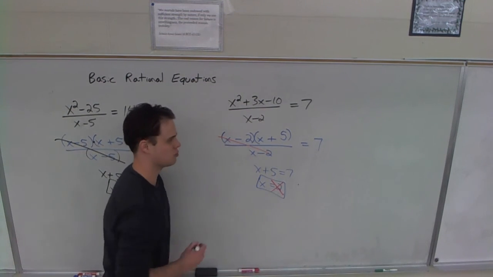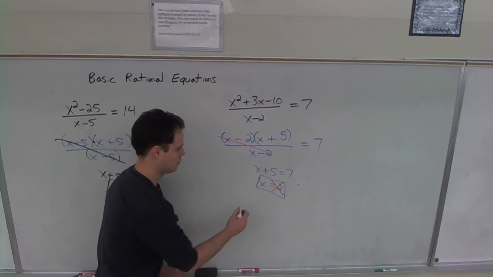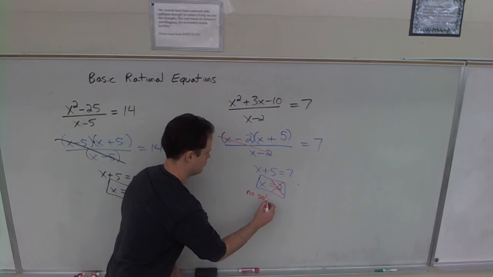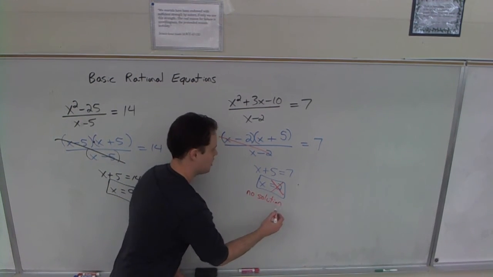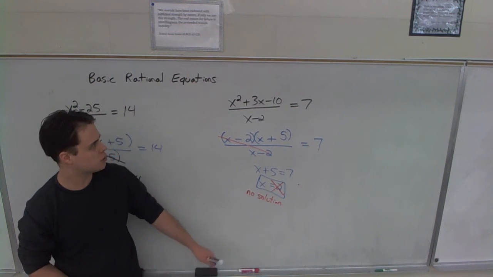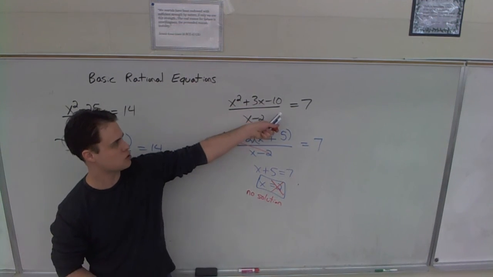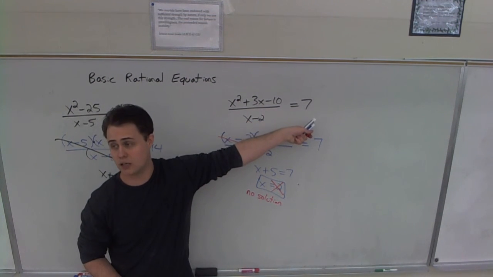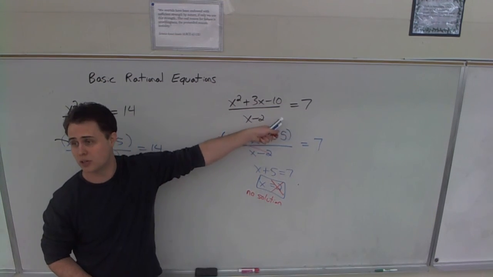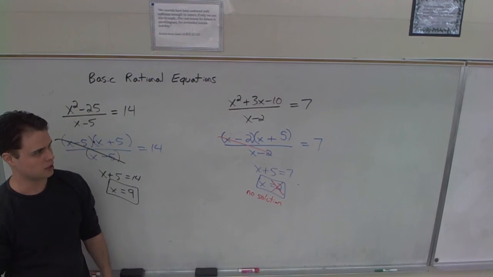So what do you put as the real answer to that problem? This has no solution at all. If you showed this as a graph and saw where it crossed 7, it would not ever cross 7. There's no way to make it happen. We'll see that next week.